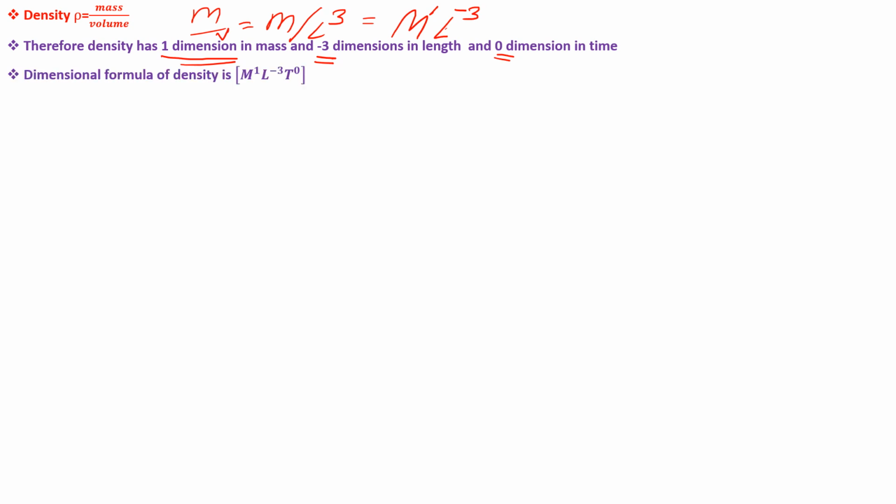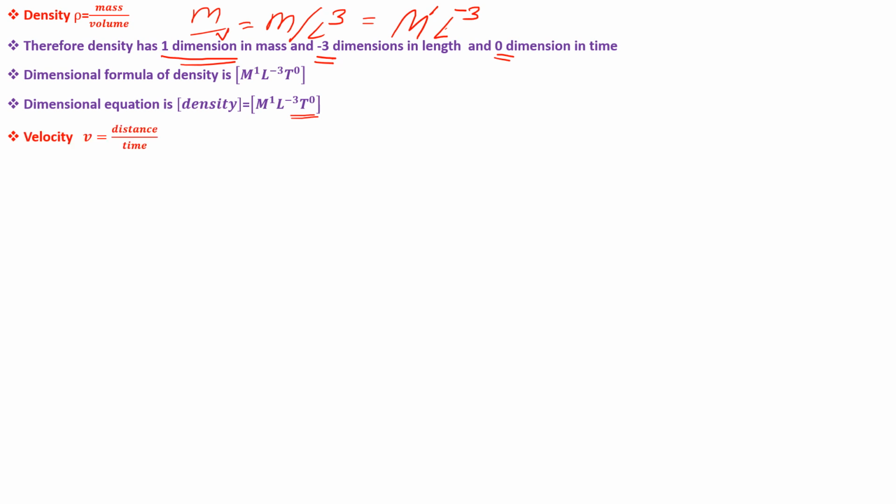How to write it then? m to the power 1, L to the power minus 3 and t to the power 0. It is independent of time, that is t to the power 0, inside the square brackets. Similarly, the dimensional equation of density rho is equal to m to the power 1, L to the power minus 3 and t to the power 0. So next we shall discuss one more example.